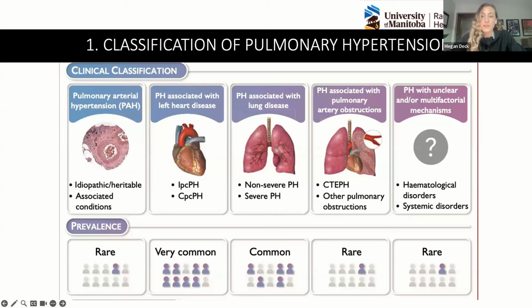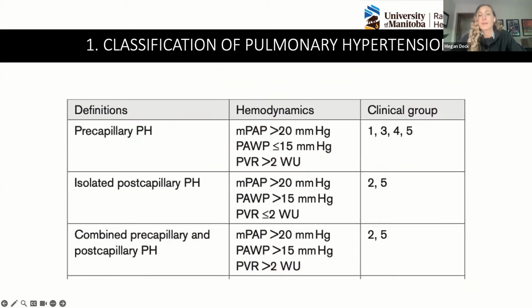It's important to recognize that the clinical classification system covers a spectrum of different diseases that can cause pulmonary hypertension, and many patients may cross these groups with multiple contributors to their disease. And this table here summarizes both the hemodynamic parameters and associated clinical groups in the classification of pulmonary hypertension. And as you can see, there is quite a bit of overlap.